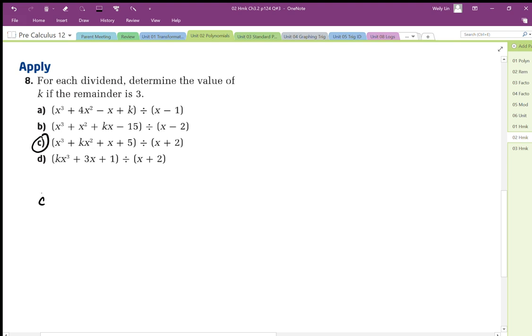For C, we have this division, and we know that when we divide this, we get a remainder of 3. What that means, using the remainder theorem, is that if I substitute in the root, so the factor is x plus 2, the root is going to be negative 2. If I plug in that root, I'm going to get the remainder.